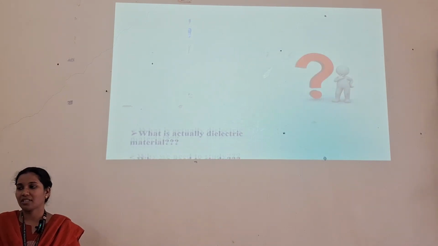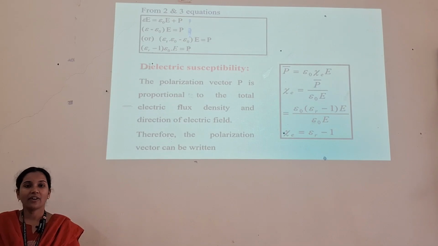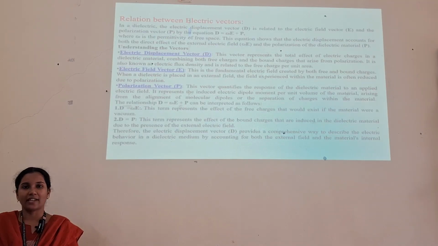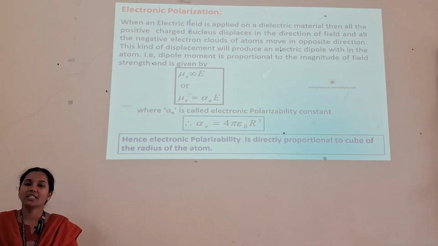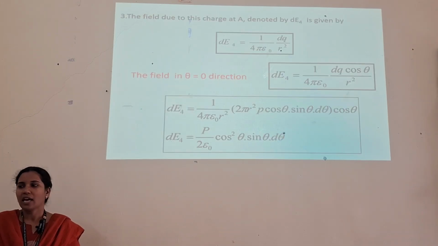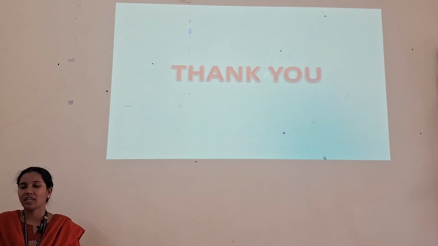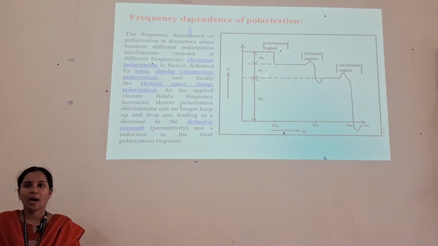Thereafter, dielectric materials: classification of dielectric materials, dielectric polarization, electric flux density, and the relations between electric flux density and displacement vectors. We have studied the types of polarization: electronic, ionic, and orientational polarization. We have studied the internal field, local field, or Lorentz field. Then the most important relation in dielectric materials, the Clausius-Mossotti relation, and the frequency dependence of polarization. That is how we have covered the dielectric and magnetic materials.